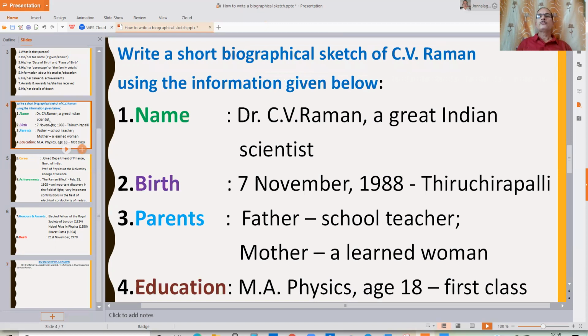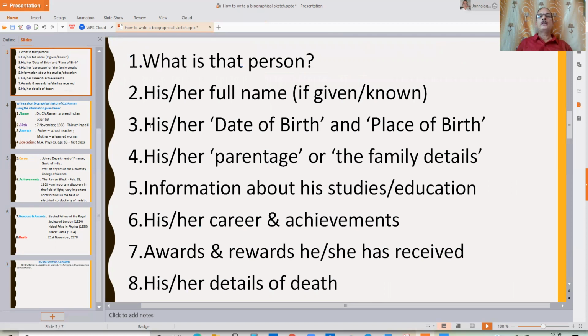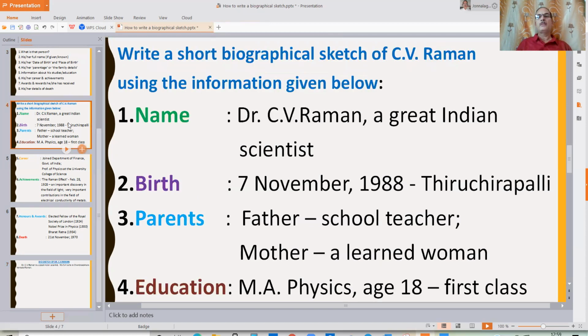Then, next, what is the next third point? His date of birth and place of birth. What are the details given about his birth? Date of birth and place of birth: 7th November 1888, Tiruchirappalli. That means the date is there, the year is there, and the place of birth is also there.